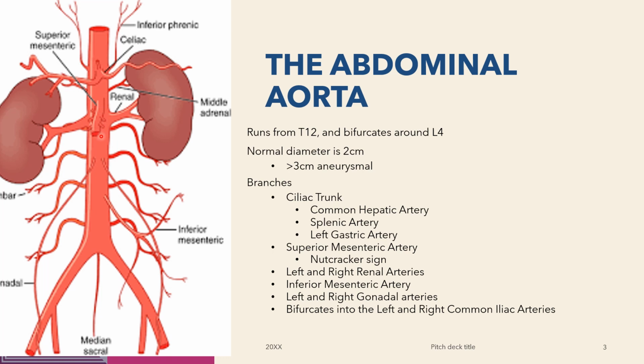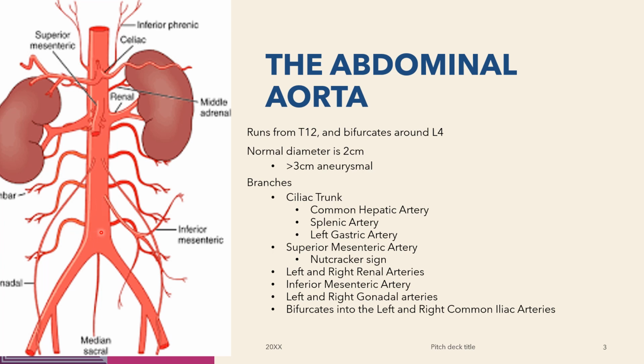The next branches are going to be your right and left renal arteries, and these are going to come off the lateral aspects of the aorta and go directly to the kidneys. Below that, we have the inferior mesenteric artery. This again is going to come off the anterior part of the aorta. This is again a small artery which may not be identified on your typical ultrasound.